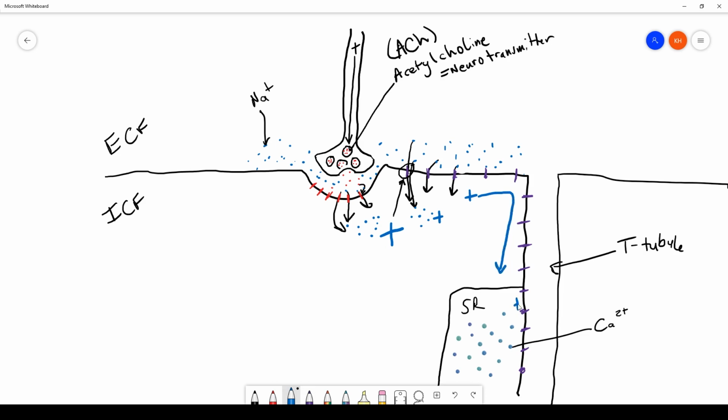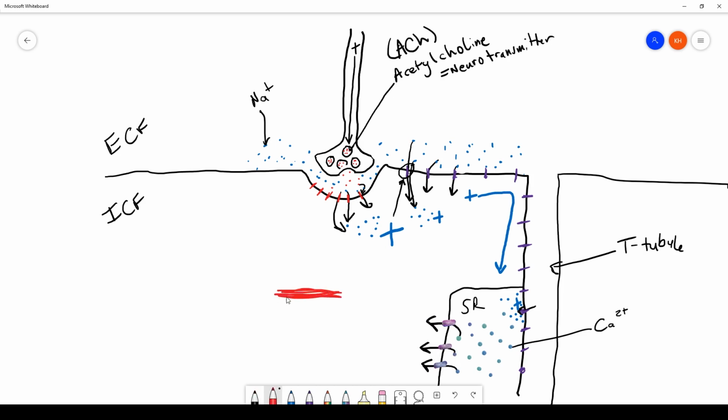When the positive charge reaches the sarcoplasmic reticulum, sodium flows in just like it did along the rest of the membrane. Attached to the sarcoplasmic reticulum are voltage-gated calcium channels. As the charge changes, these voltage-gated calcium channels open and allow calcium to flow into the muscle cell.